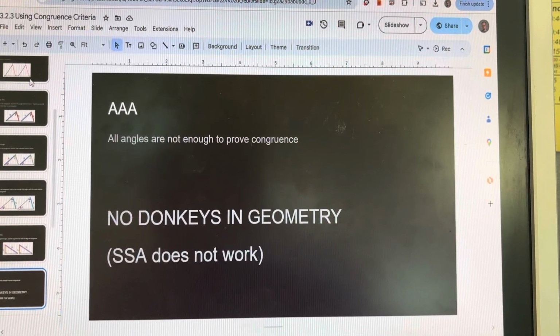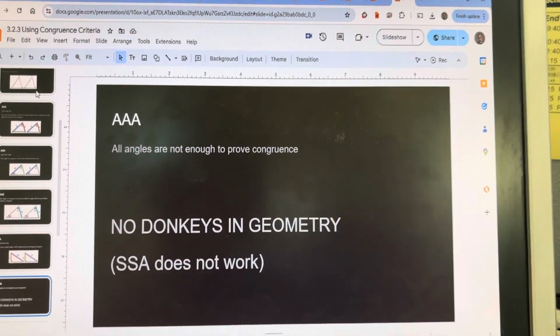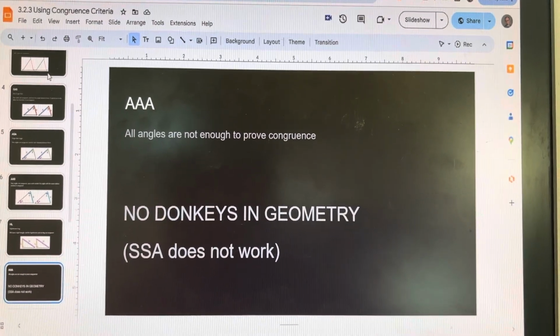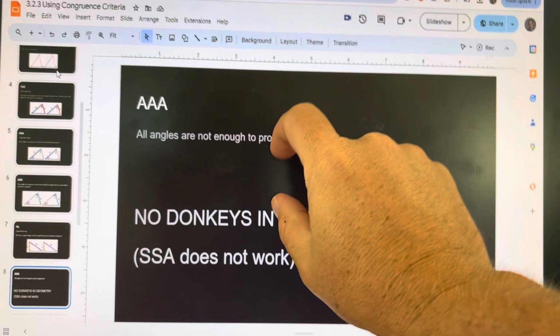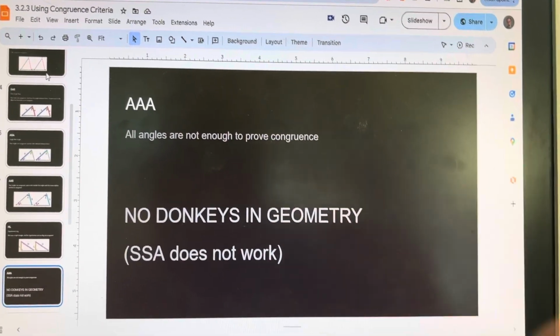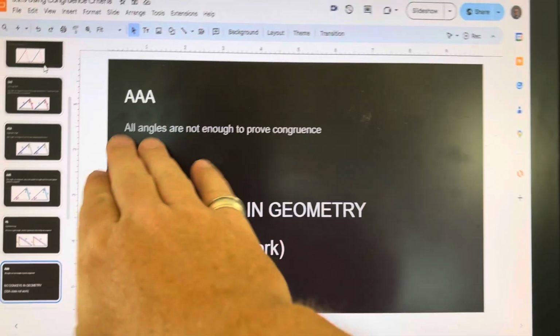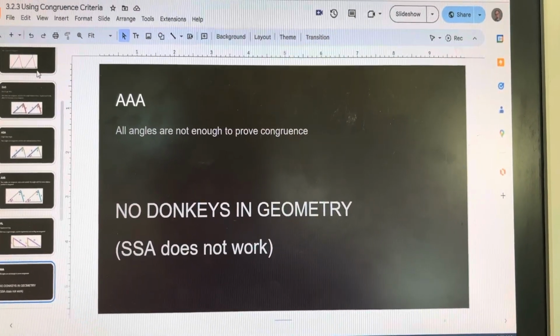And yield signs are basically an equilateral triangle, and you can have them at different sizes, but the angles would still be the same. If you have an equilateral triangle, no matter how big it is, all of the angles are 60. So just having all the angles is not enough to prove congruence.